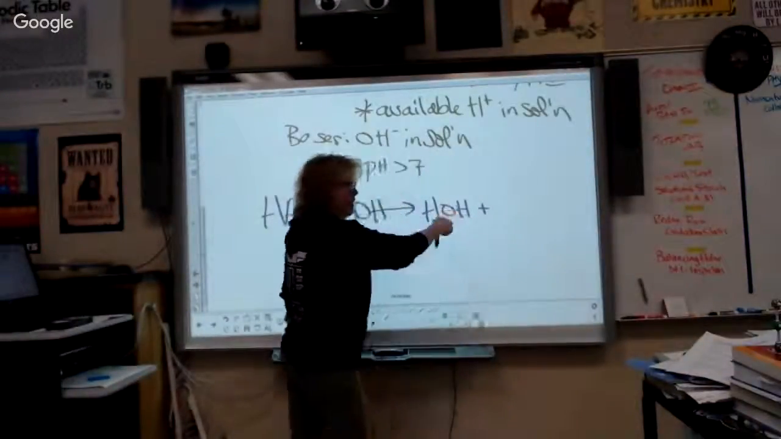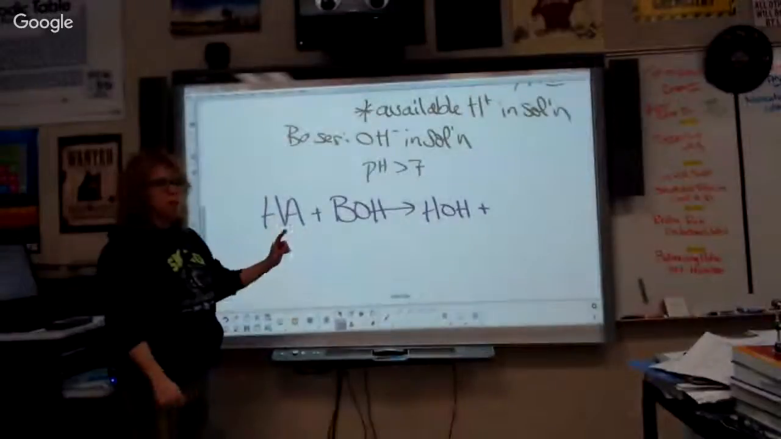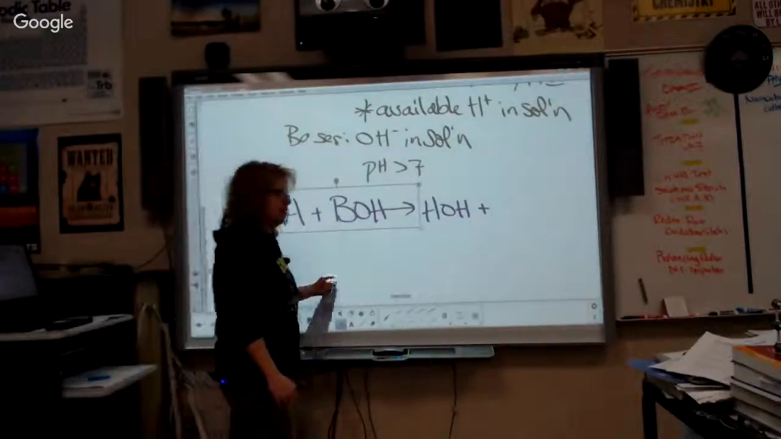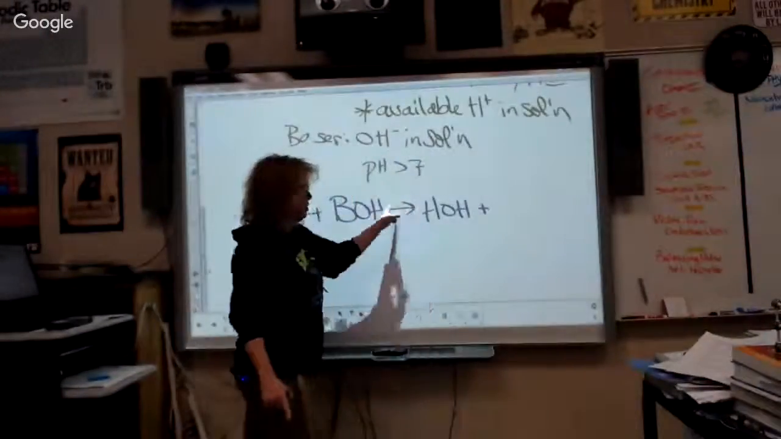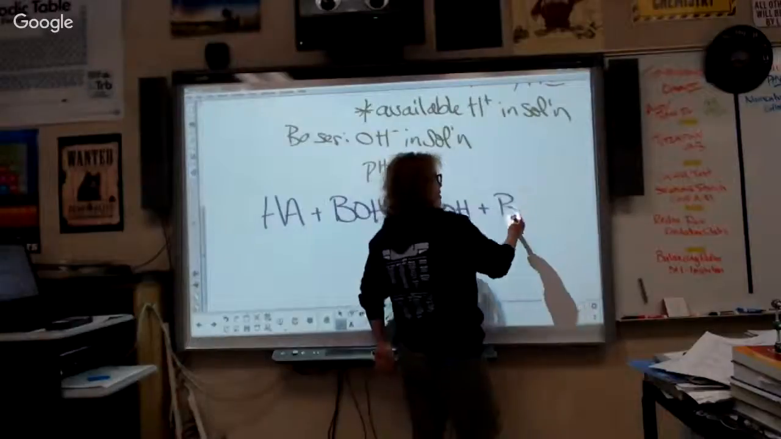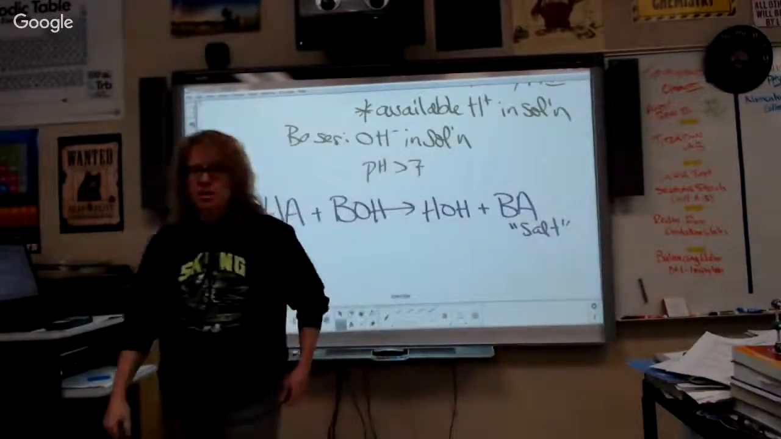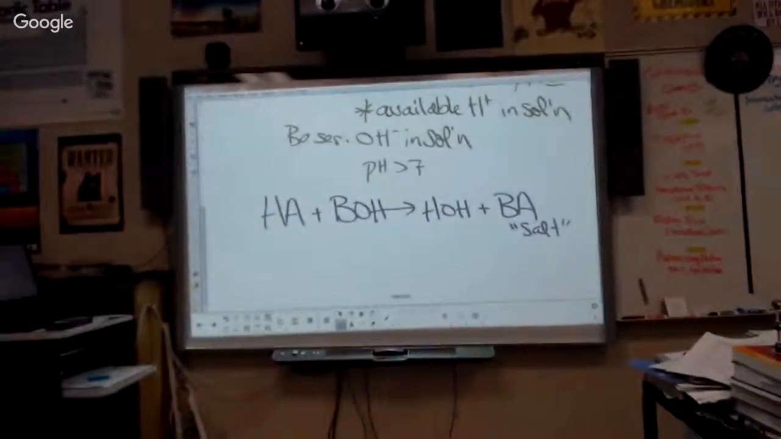And again, I write it in its kind of ionic form just to point out where the pieces come from. And what's the other thing? That and that. It's actually BA. You always write the positive first. But yeah, it's BA. And that thing is called salt. If I throw it at you, it's a salt.